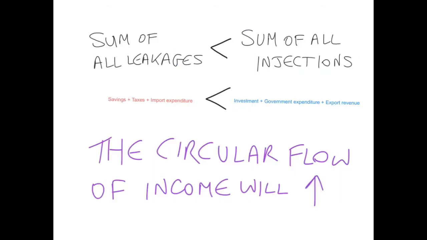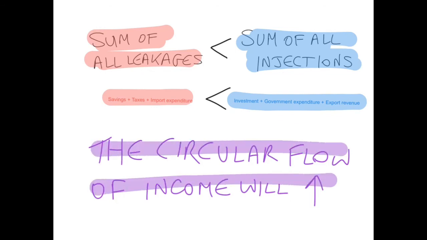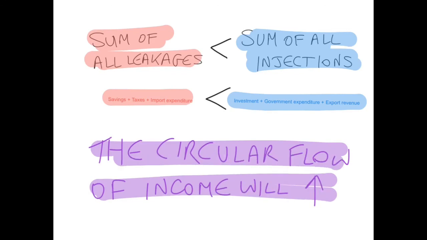Similarly, if the sum of all leakages, so the total savings, taxes, and import expenditure, is less than the sum of all injections, so the sum of investment, government expenditure, and export revenue is greater than the sum of all leakages, the circular flow of income will increase because there's more money being injected into the economy than there is leaking out of it.